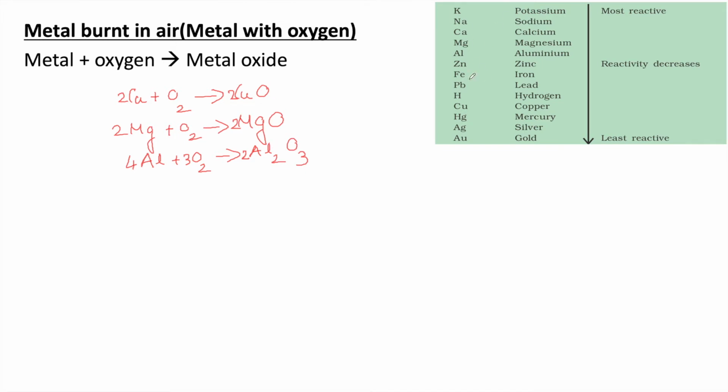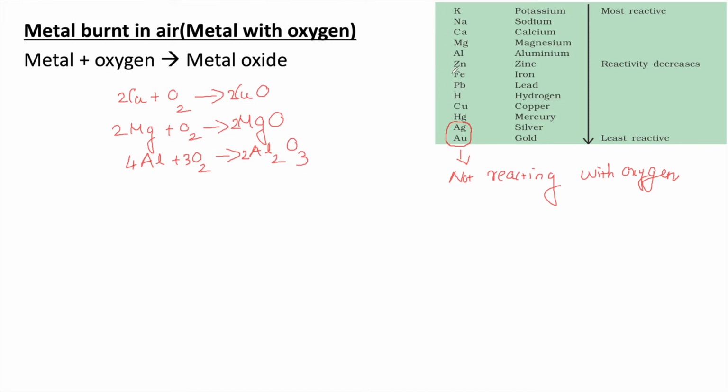You can see the reactivity series here. Silver and gold are the elements at the bottom of the reactivity series. That means they are very less reactive, so these metals do not react with oxygen. Silver and gold do not react with oxygen to form these kinds of oxides. All other metals react with oxygen, but the intensity or the rate of the reaction is different for different metals.